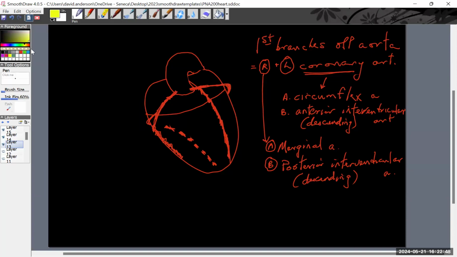Yes, sir. Okay, so here's our one branch coming down like that. And the other branch is going around on the back side. So back side. And this branch is off anterior.